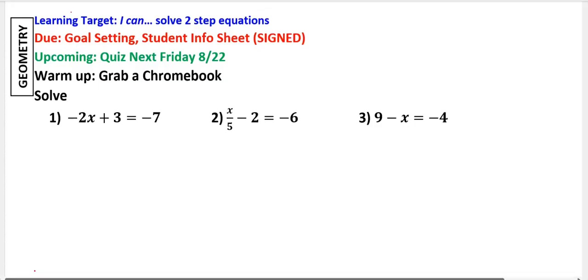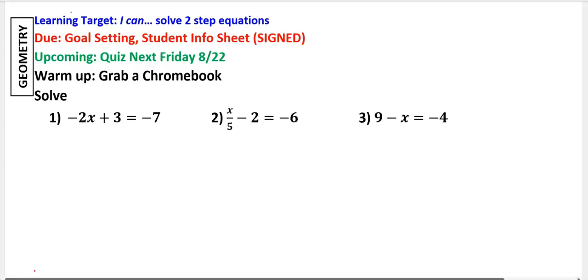All right. So, yesterday, you should have turned in your student info sheet. If not, you should have turned it in today. And if not, you should turn it in tomorrow for sure. And you turn in your goal sheet on Monday in class.